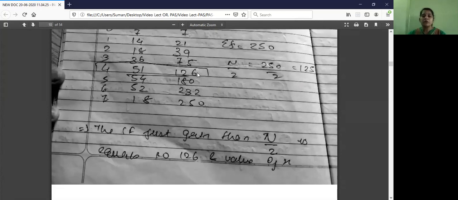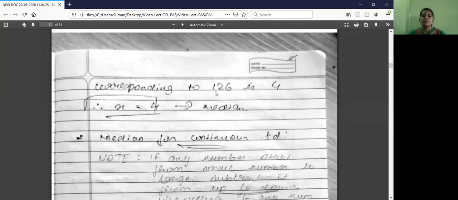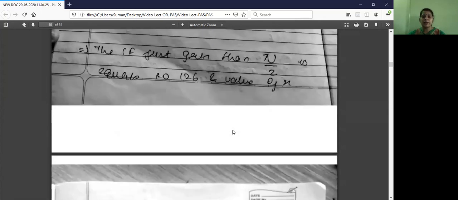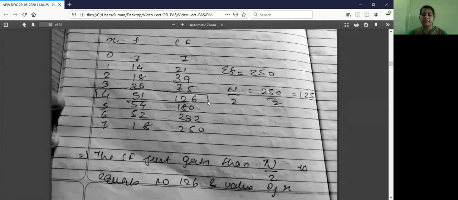So corresponding to 126, the value of x is what? 4. So corresponding to 126, the value of x is 4. So our median is x equal to 4. Okay. Again, I repeat this method. 126 corresponds to x value 4. So our median is 4.